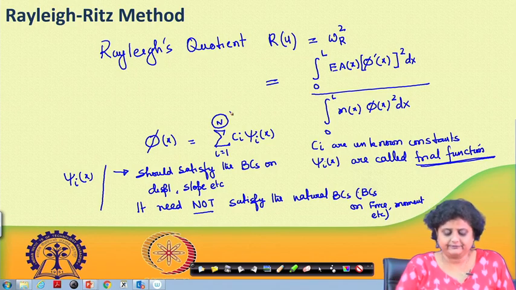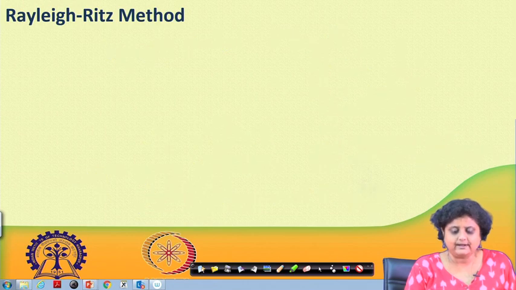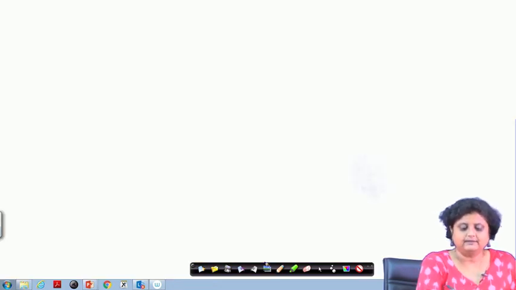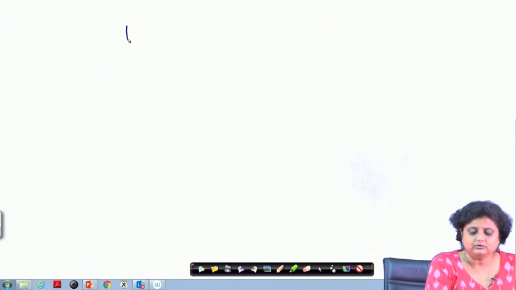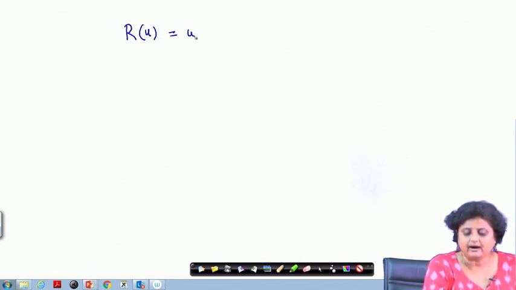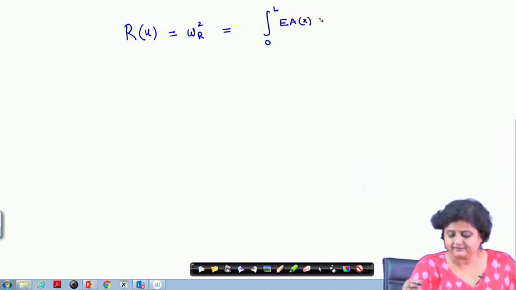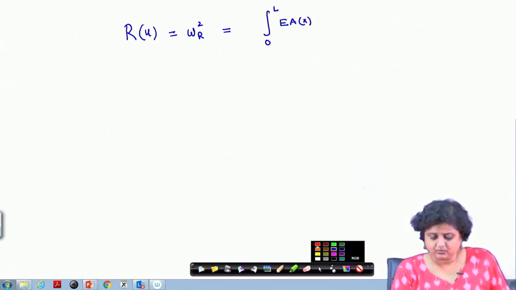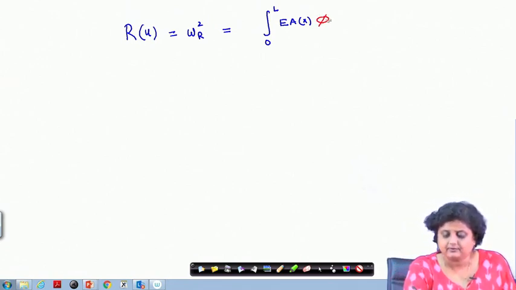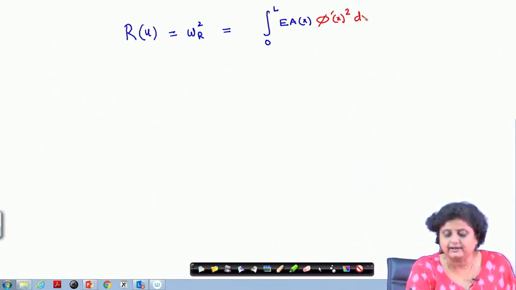Now, let us go further and see how we can get this in a more detailed form. Therefore, Rayleigh's quotient omega r square is nothing but the integral from 0 to L of E A x, times phi dash x whole square, dx.